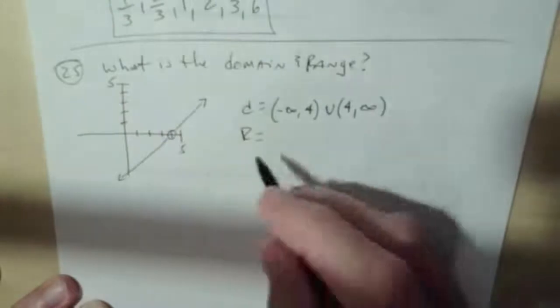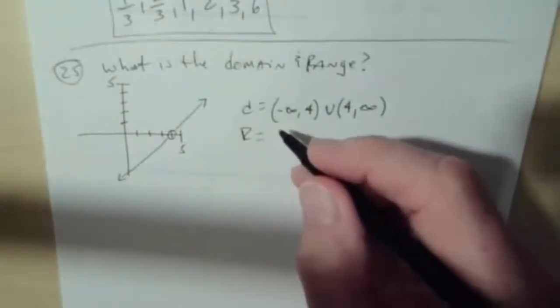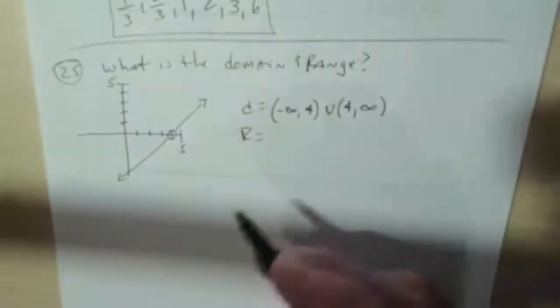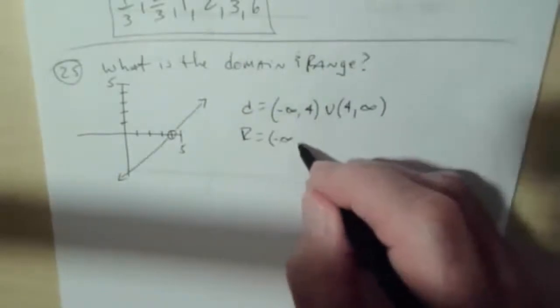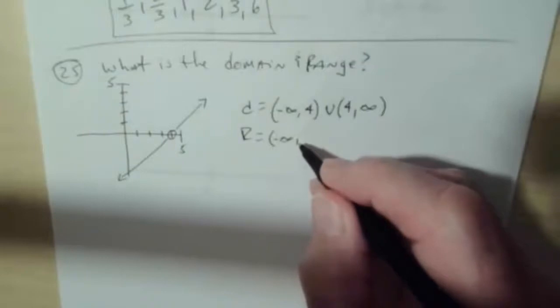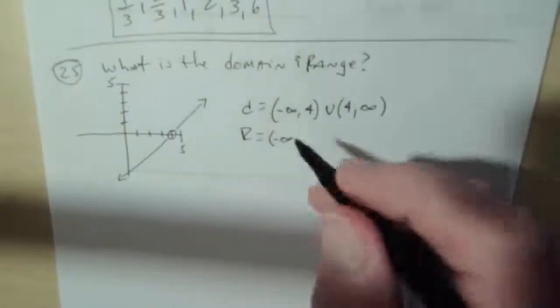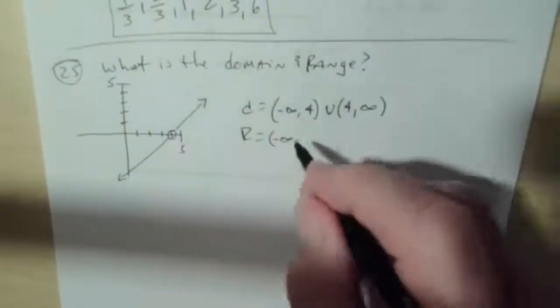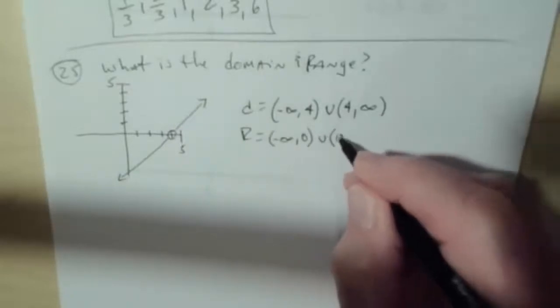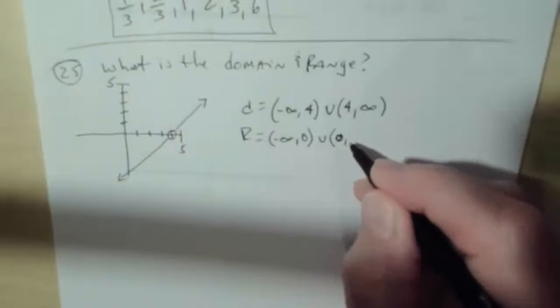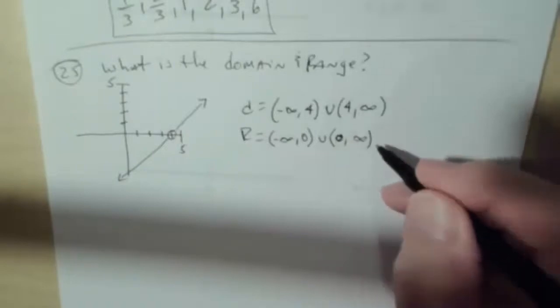Right. Now, the range is up and down, and it's kind of the same thing. How far down does it go? Negative infinity. We use a parenthesis because infinity does not end. And how far up does it go? It goes to here, which is 0. Union 0, and positive infinity. Right?